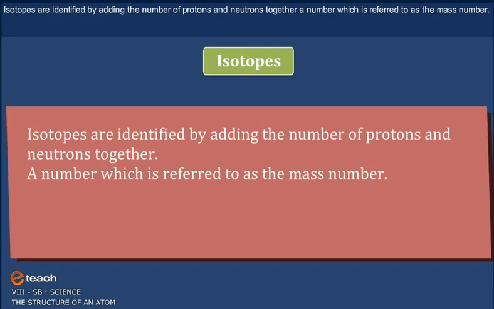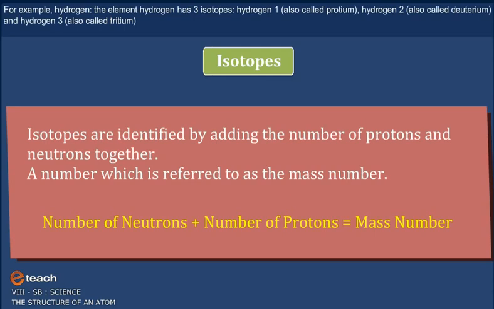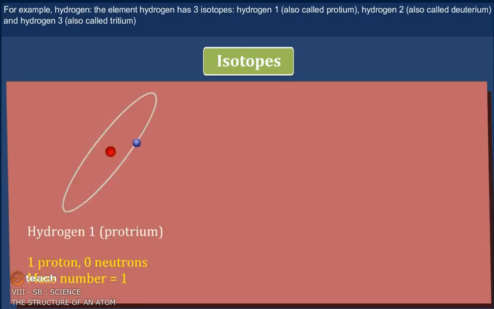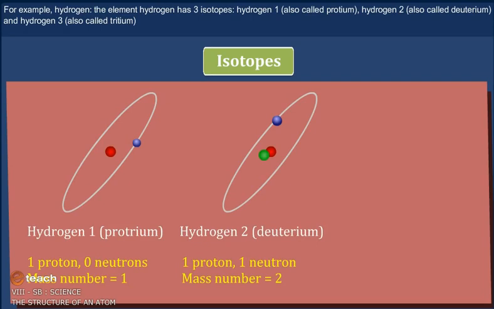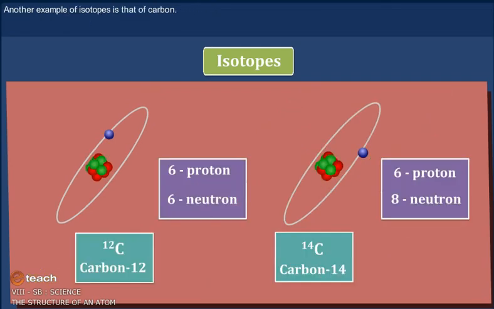Isotopes are identified by adding the number of protons and neutrons together, a number which is referred to as the mass number. For example, the element hydrogen has 3 isotopes. Hydrogen 1, also called protium, hydrogen 2, also called deuterium, and hydrogen 3, also called tritium. Another example of isotopes is that of carbon.